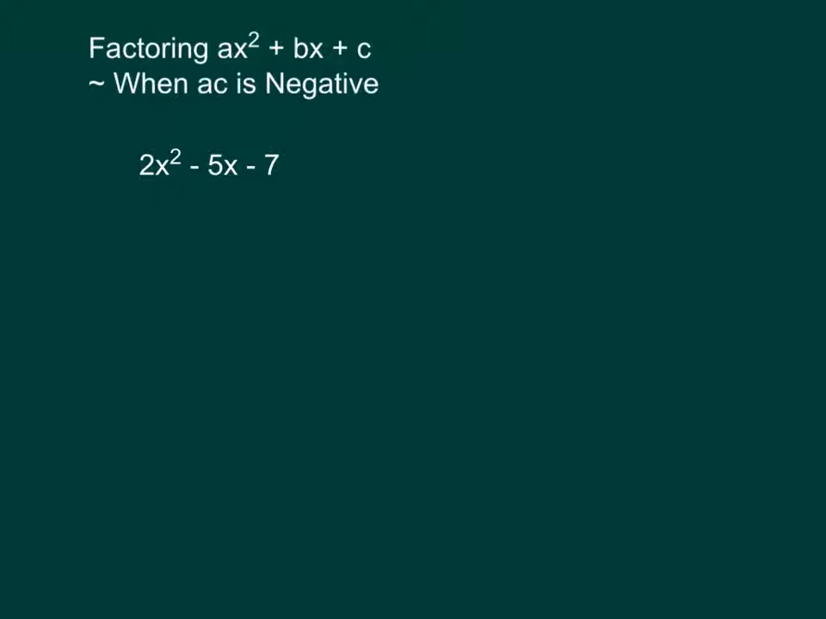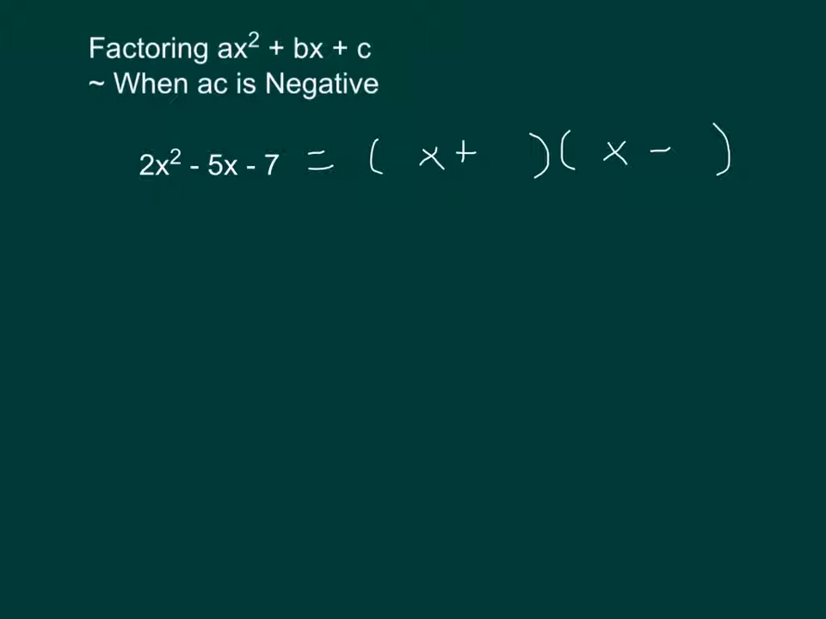Okay, let's continue and try to figure this out when the product of AC is negative. In this case, AC would be 2 times negative 7, which would be negative 14. And so that's a negative value. So what we're going to end up with is a factored form which contains something x plus a number and something x minus a number. And so that's what I'll have to figure out. That's going to give me a couple of more options to consider here.